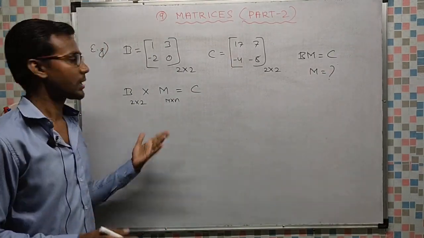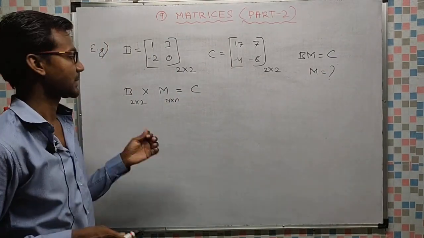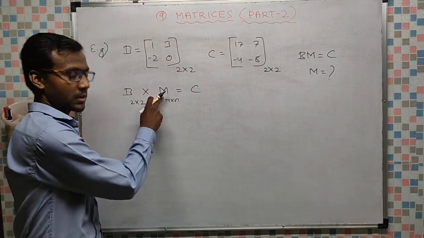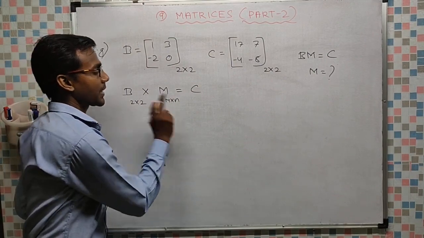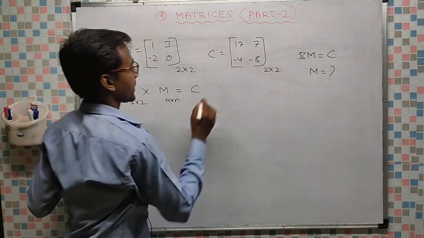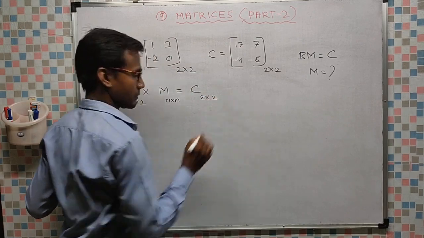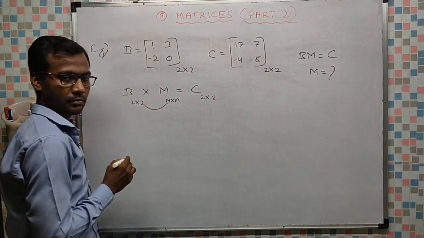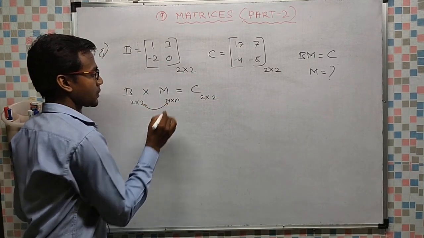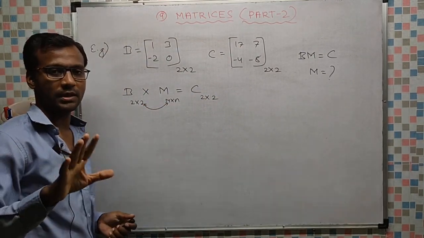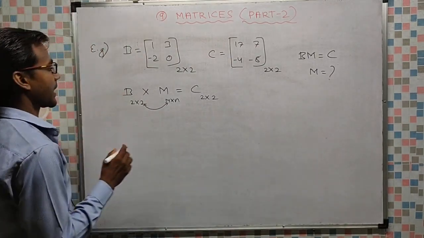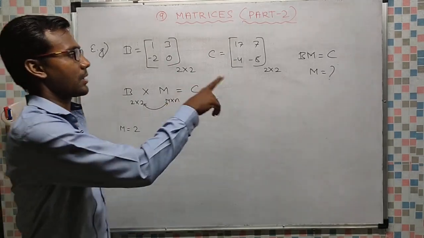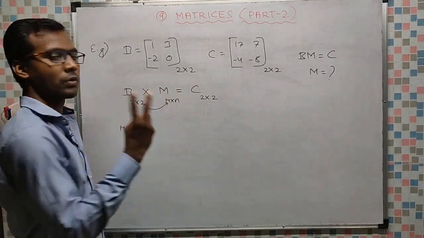So let us use the formula. B into M is equal to C. The order of B is 2 by 2. We don't know the order of M, so let the order of M be m by n. Order of C is 2 by 2. You remember the diagram. These two must be same, otherwise multiplication is not possible. That means from this we get m is equal to 2. That means the matrix M has 2 rows.